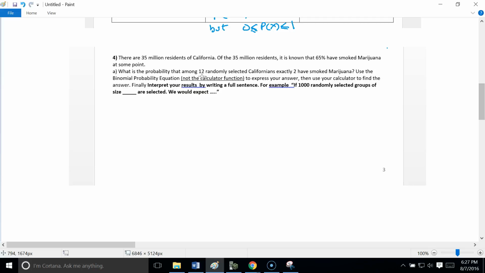Notice this is one of those cases where technically this is conditional probability and it wouldn't meet those standards of a binomial. But because we have such a large pool, 35 million residents, and from there we are only taking a sample of 12, we get to ignore those technicalities and think of this as a binomial situation. Okay, so now if we look at our equation, we'll see that the probability that we randomly select 12 Californians and exactly 2 have smoked marijuana is equal to the following.